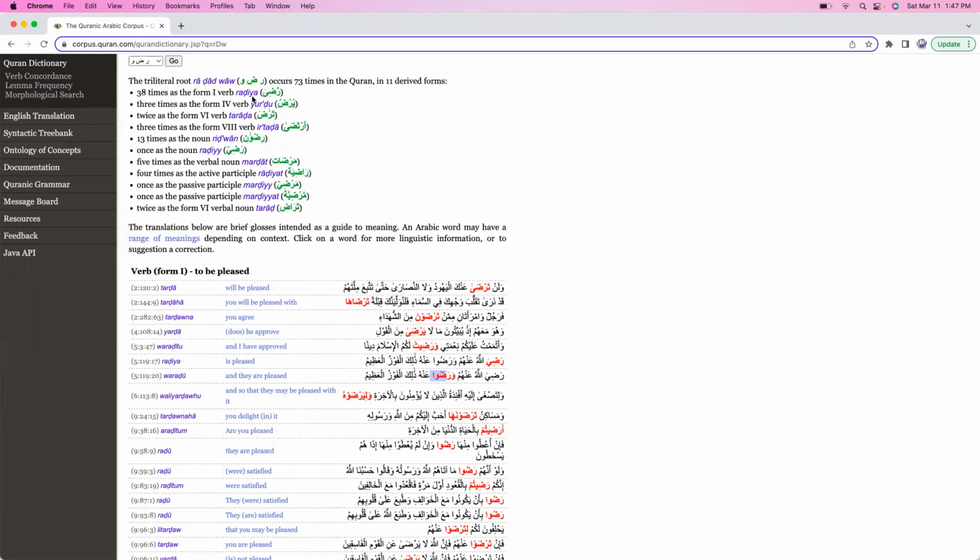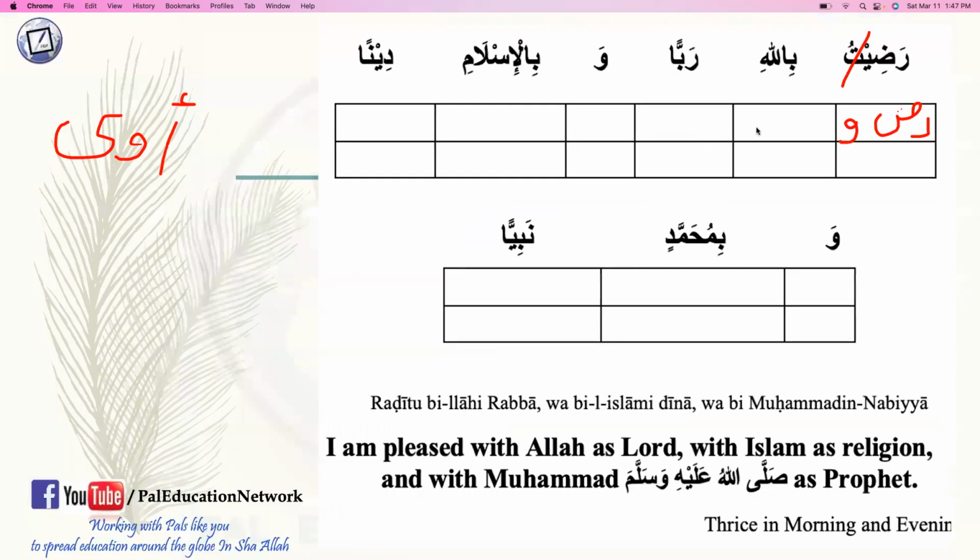So what is the meaning of raditu? I am pleased. This tu was the first person, and that was showing that I am pleased. All right, so let's come back and I write the meaning here. I hope you can all write your meanings here. Let me grab the pen here again.